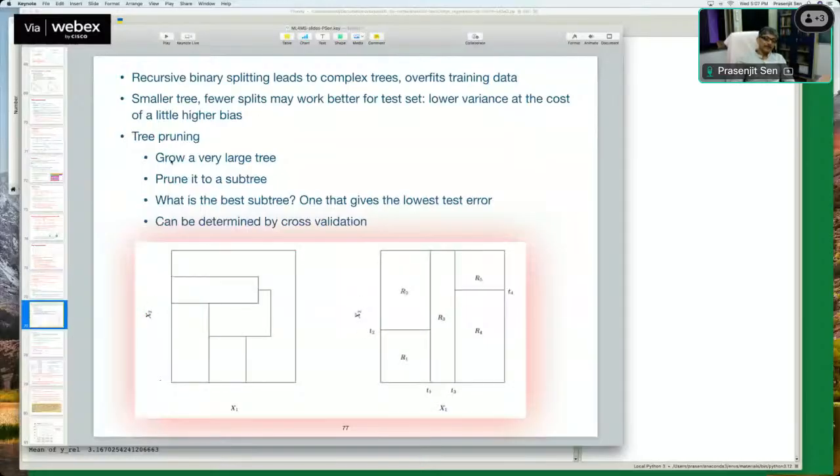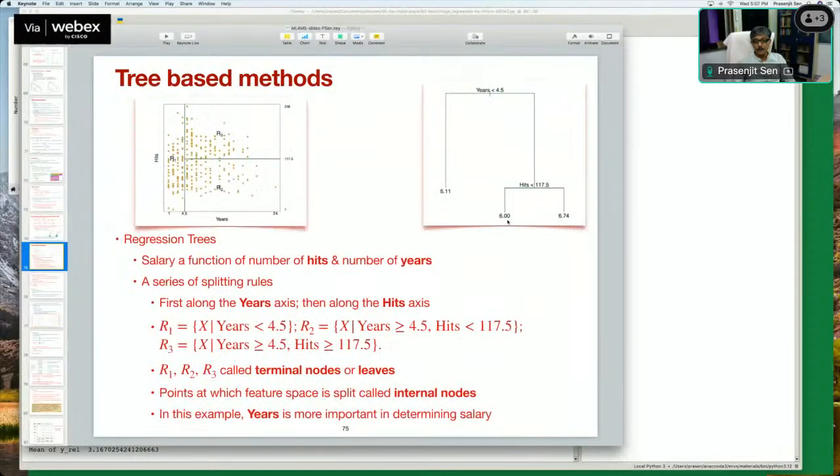What do you get in the end? Recursive binary splitting leads to complex trees. There are many branches, many leaves. So if I go back to this figure, you cannot split this any further. You have already split along each of the features one time. These are called leaves or terminal nodes. And this point before the second split, these are called internal nodes.